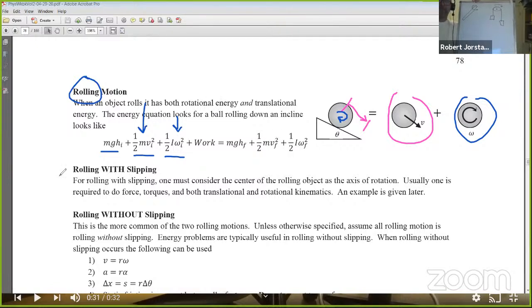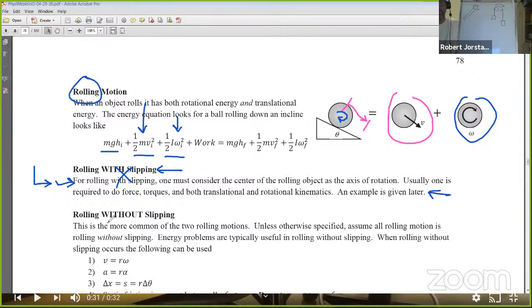Now, if it's rolling with slipping, not on the test. I will show you an example later. Think about a bowling ball as it slides down the lane. It's sliding and rotating, but it could be slipping while it's rolling. We are not going to have that on the final exam, but you're going to do that as a homework problem or something, okay? This is generally covered in your dynamics class.